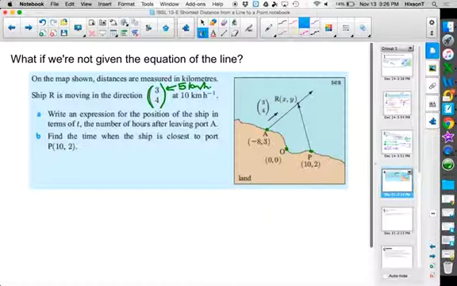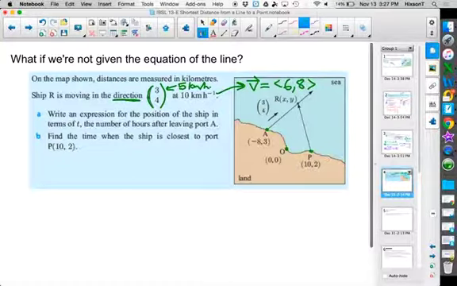Okay? So in order to get 10 kilometers per hour, the velocity vector has got to be 6, 8. To double the magnitude, I've got to double the components of my vector. All right? So that's one thing to be careful about. It didn't say that this was its velocity. It said this was its direction. And then this was the magnitude. All right?